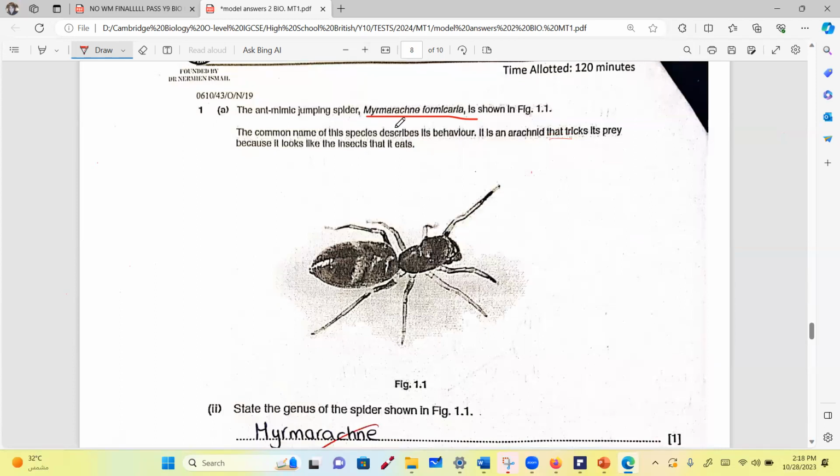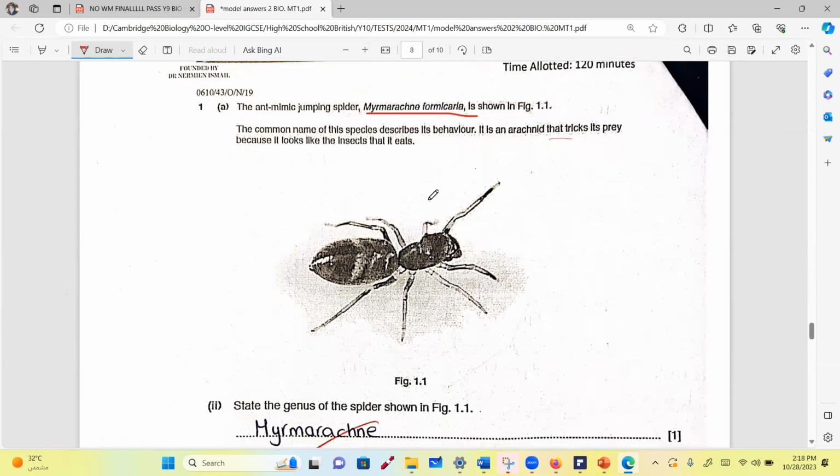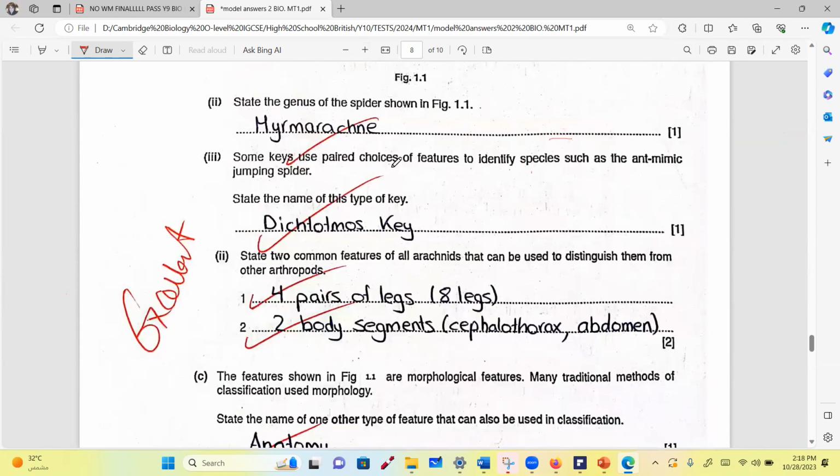Now this arachnid is called the Maraciform, I don't know what. Now what is the genus? The first name or the second name? First one. The first name. And here the question asks you to talk about the key that helps you identify the organism. It has a name. Dichotomous key. You don't know it, you did not study.